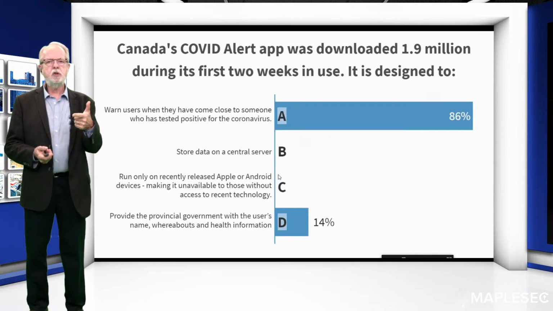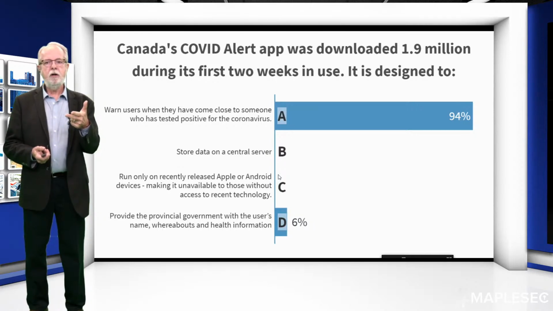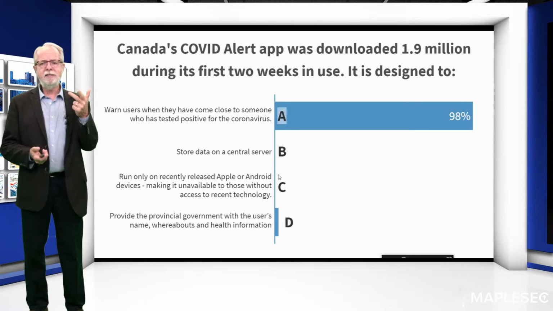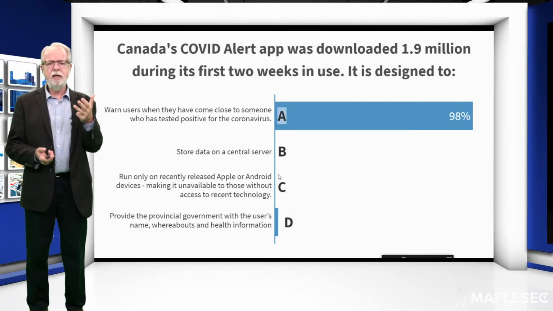B, store data on a central server. C, run only on recently released Apple or Android devices, making it unavailable to those without recent technology. Or D, provide the provincial government with the user's name, whereabouts, and health information. Which is the most correct answer in there? It was designed to A, warn users, B, store data, C, run only on certain technology, and D, provide the provincial government with the user's name in there.